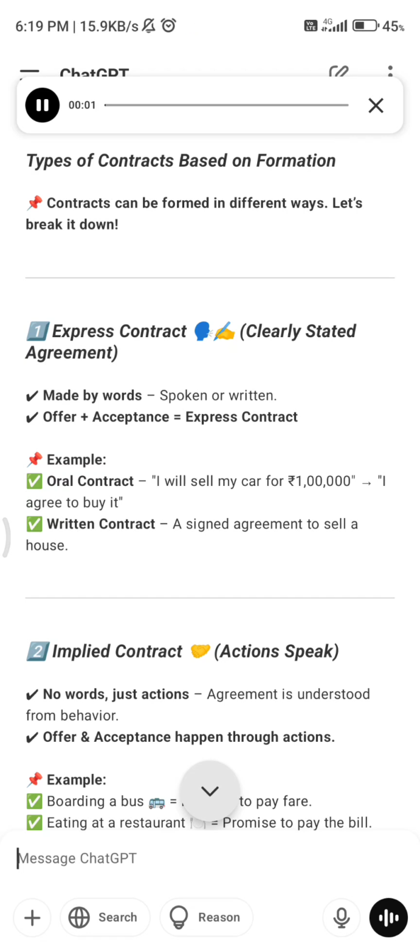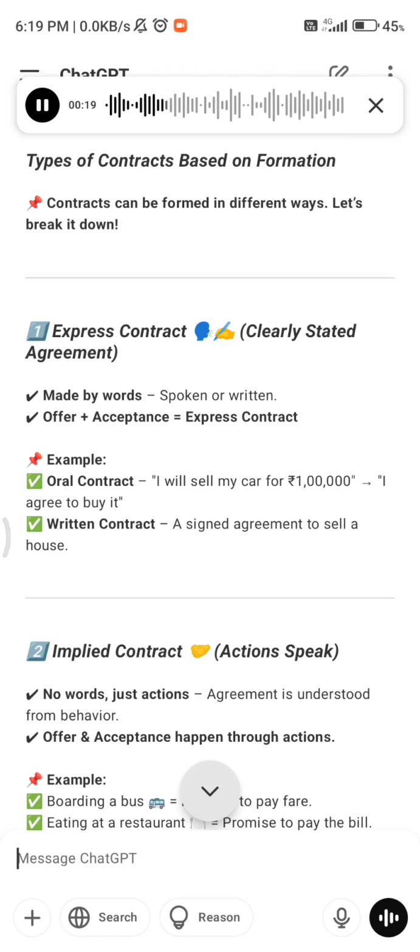Types of contracts based on formation. Contracts can be formed in different ways. Let's break it down. 1. Express contract: clearly stated agreement, made by words, spoken or written. Offer plus acceptance equals express contract.